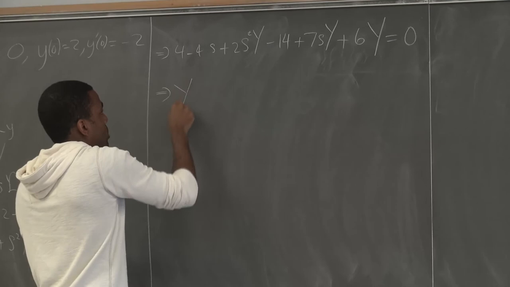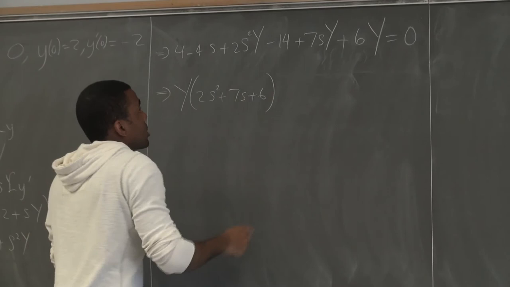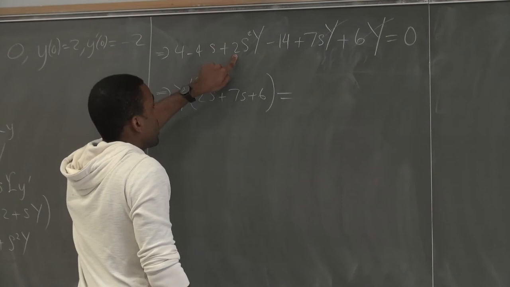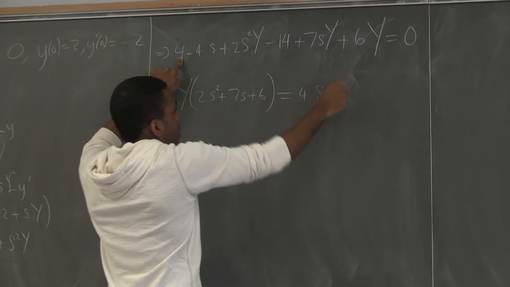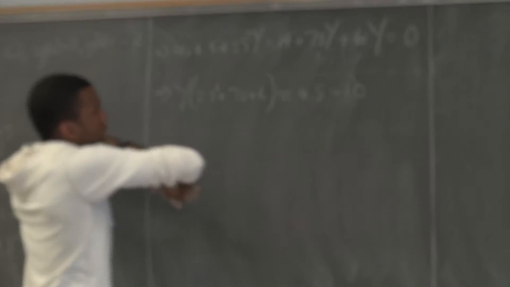You can factor Y out: 2s squared plus 7s plus 6. And that takes care of these three. Bring everyone else over. So I would have 4s minus 4 plus 14 plus 10. So plus 4 minus 14 is minus 10. Bring it over, it's going to be a plus 10. So that takes care of that and that. And that's everybody, right?